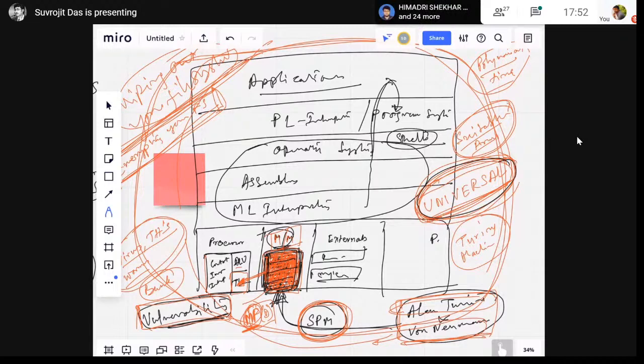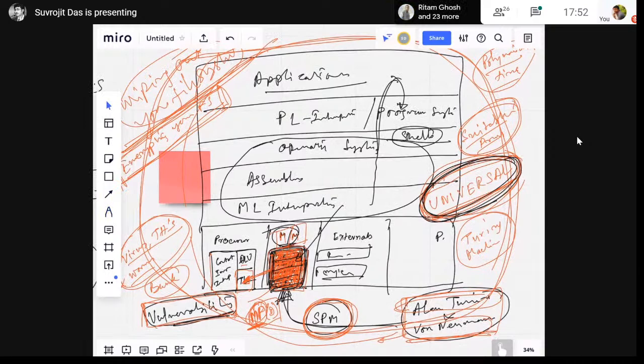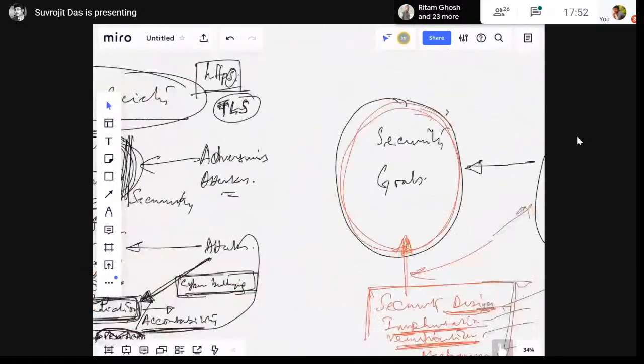But the universality of this design says that there is no such distinction between a good program and a bad program. There is no such distinction between good data and bad data. A program is a program and data is data, right? And at the lowest level, program and data are indistinguishable. See, I was talking about the indistinguishable property as a goal, right? I hope you remember. I was talking about indistinguishability.